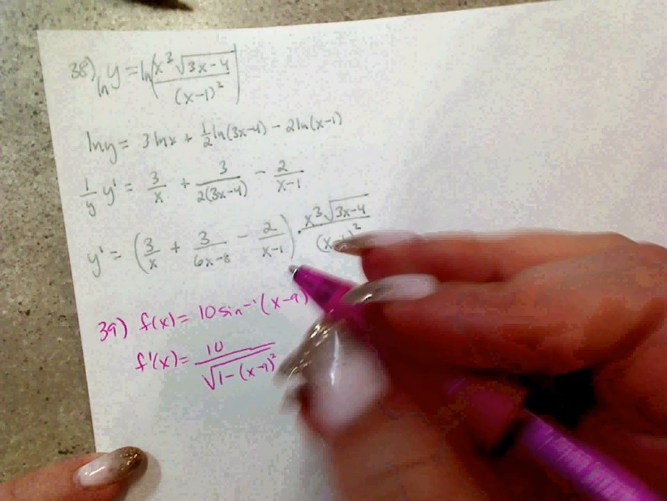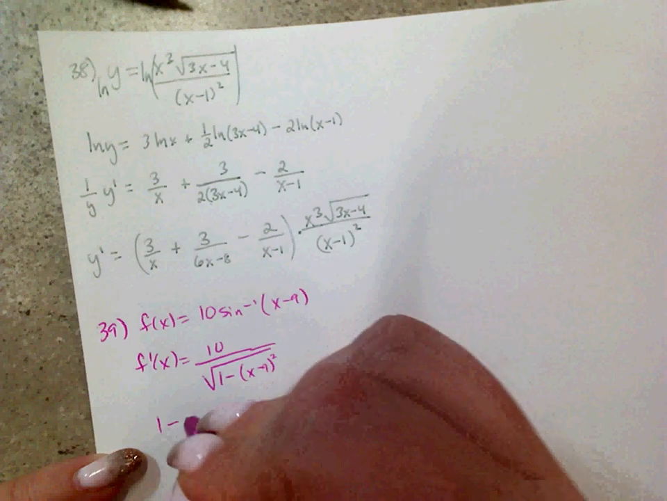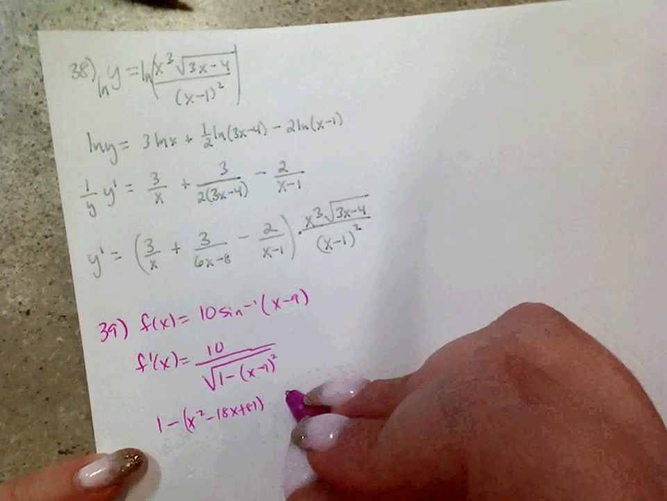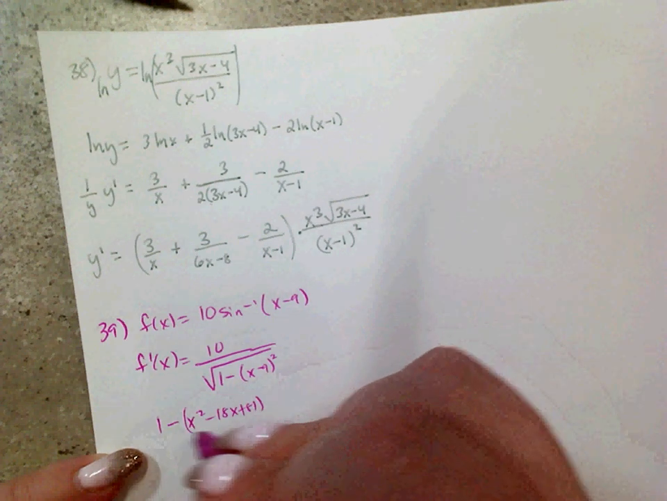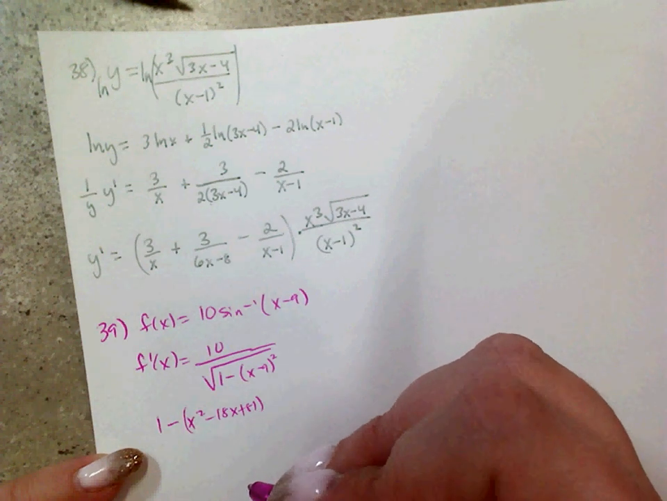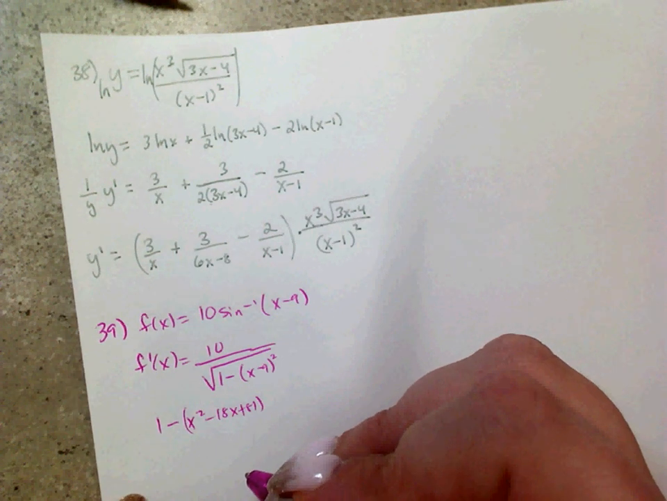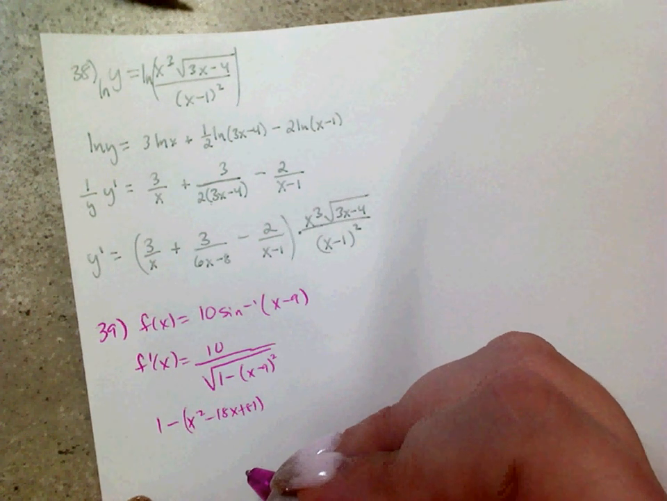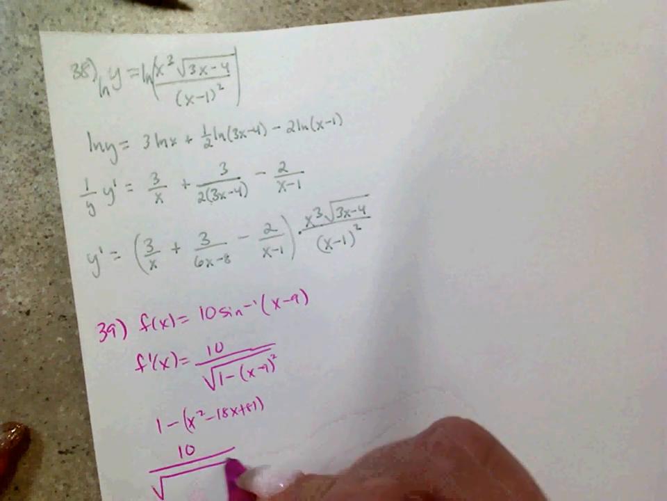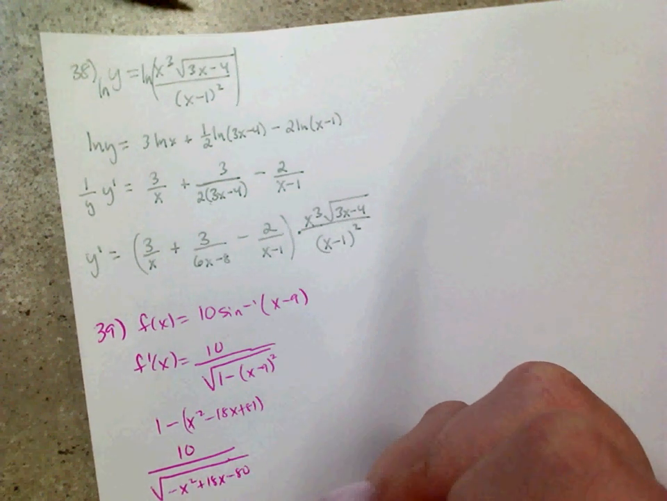You could say that that's 1 minus x squared minus 18x plus 81 and say 10 over the square root of negative x squared plus 18x minus 80. But I don't think you need to. I mean, they didn't. Whatever. I'll write it just in case you need to. Negative x squared plus 18x minus 80. Okay. 40.